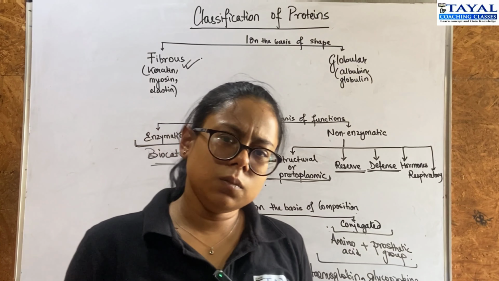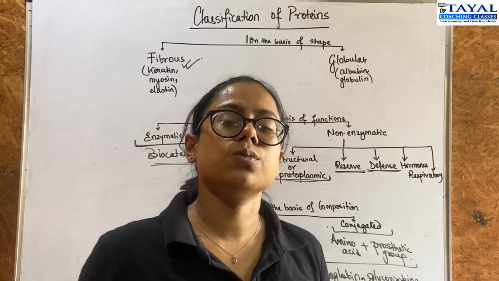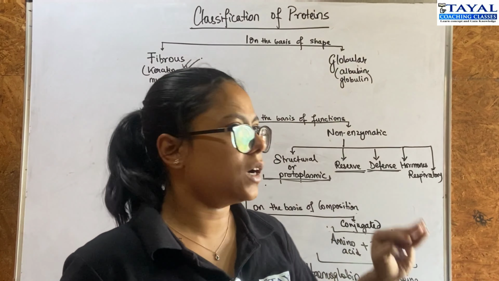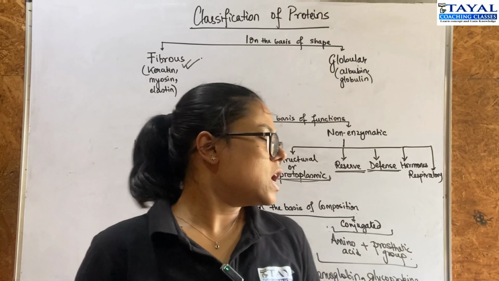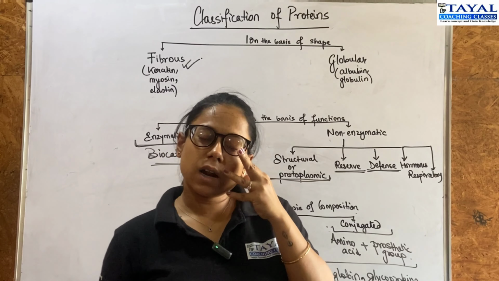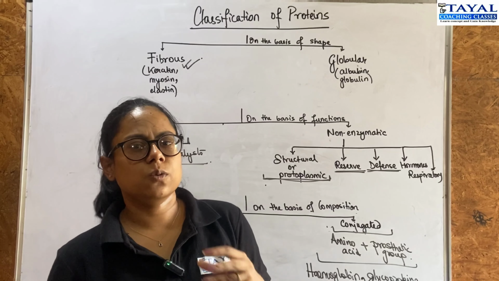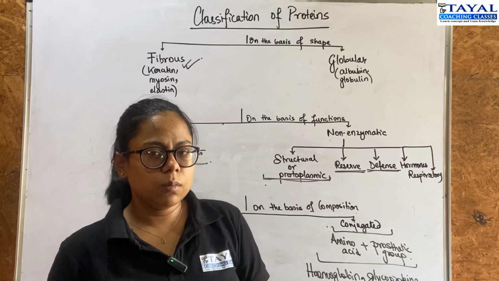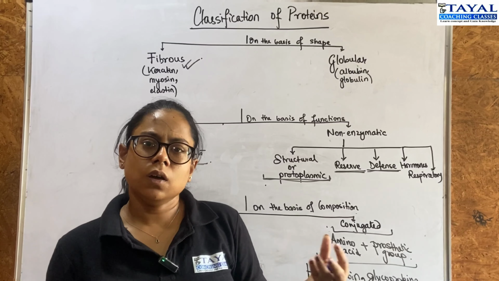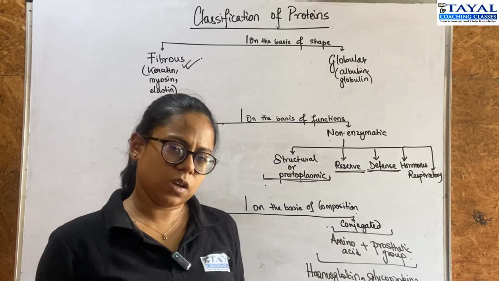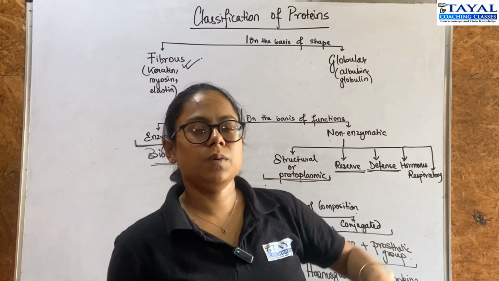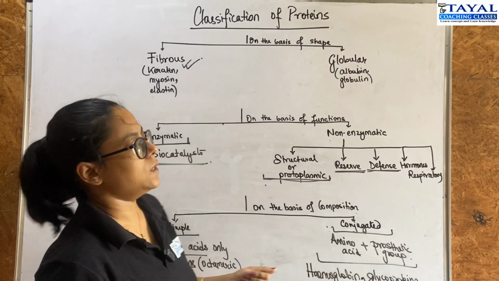Hormones, not all, but most of your hormones are also proteins, and they are classified as hormonal proteins. Respiratory proteins are proteins which help in carrying the oxygen. So in us, it is hemoglobin. Hemoglobin helps in carrying the oxygen in humans and many other organisms, and that makes it our respiratory protein.